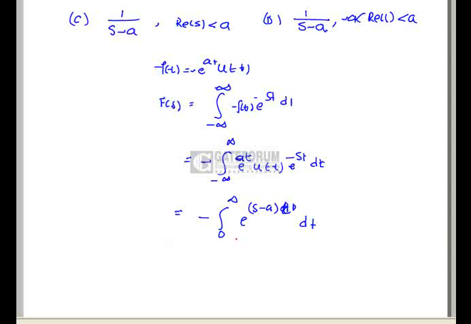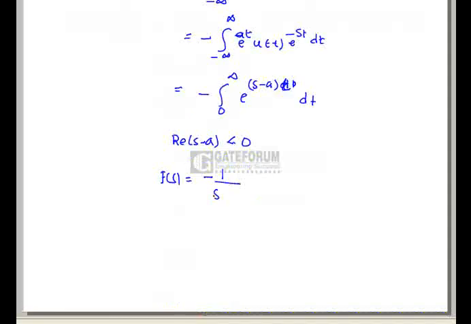The integration converges to a finite value if and only if the real part of s minus a is less than 0. That means F of s equals minus 1 by s minus a, if and only if real part of s is less than a. Hence option C is correct.